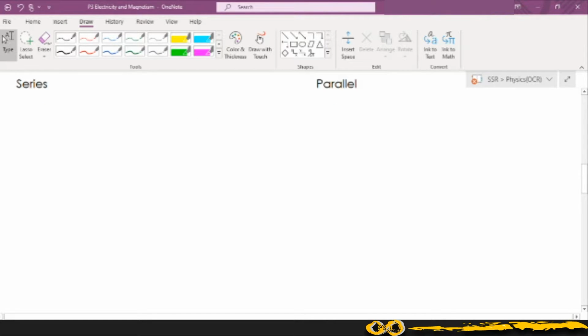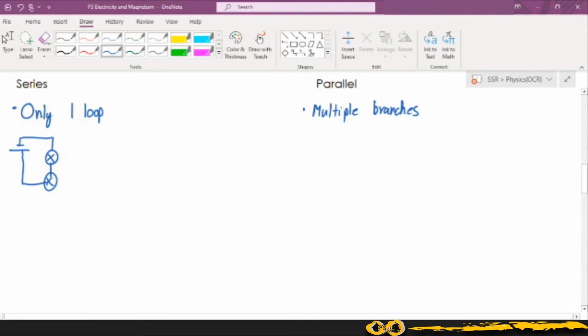Circuits can be divided into two categories, series and parallel. In a series circuit, there is only one loop, or one path for current to follow. In a parallel circuit, there are multiple branches, or multiple ways that current can get around the circuit. If we take the example of a simple circuit that contains two lamps and a cell, in series it would look like that, and in parallel you would find that each lamp would have its own branch. Important when you're drawing a circuit to draw the connections completed.